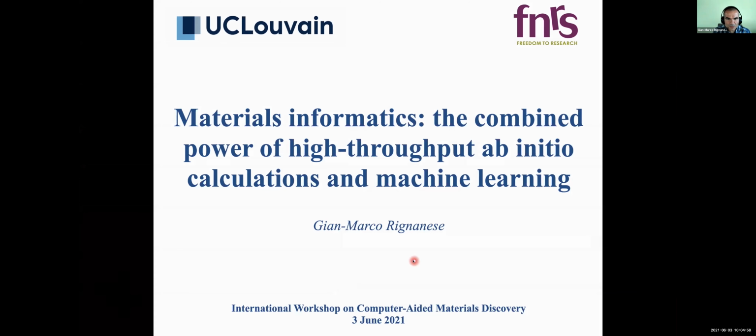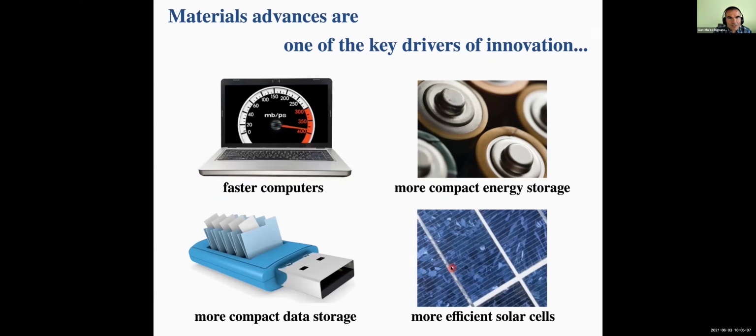So today I'm going to speak about the combined power of high throughput ab-initio calculation and machine learning. Basically, we all know that material advances are one of the key drivers of innovation. So we need faster computers, more compact energy storage, more compact data storage, and more efficient solar cells. At the heart of all these techniques, we need specific materials with some targeted properties.